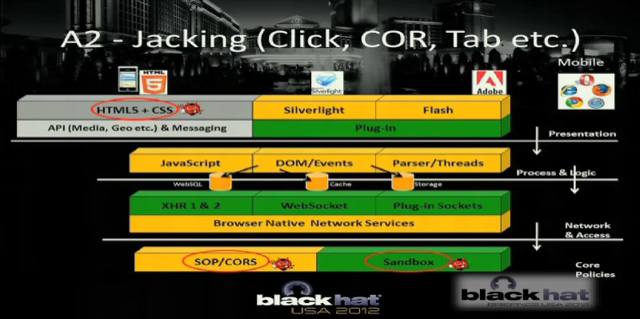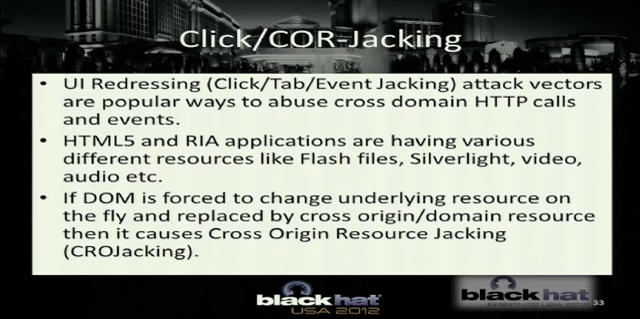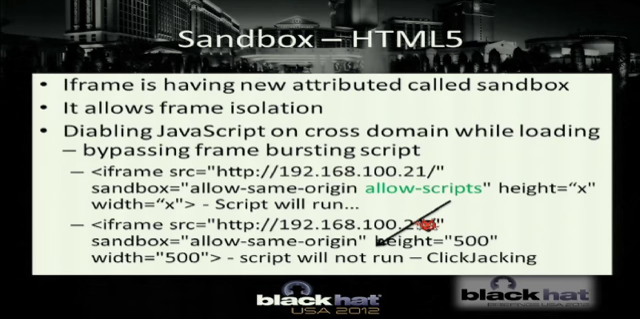The second attack vector is jacking. Various different types of jacking are possible where you are playing around with the HTML5 specs or the HTML APIs. Click jacking or CORJacking is again a UI redressing kind of attack, where if a DOM is forced to change an underlying resource on the fly, then pretty much this particular attack vector is going to go through. There is one major change which we have in HTML5, which is very interesting.